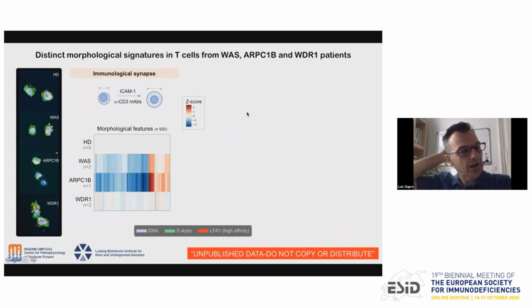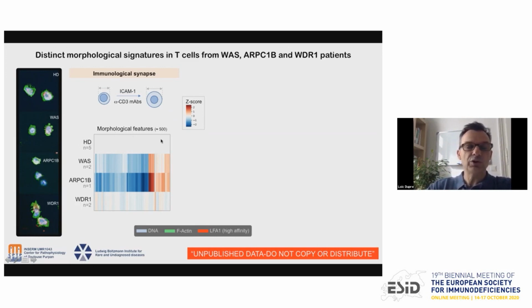We then started recently to translate this technology to the analysis of patient-derived T cells. Here we are looking at the morphological signature of T cells isolated from WAS patients and patients with mutations in ARPC1B and WDR1. We are now not selecting a few features, but extracting something like 500 features that stem from the CellProfiler pipeline.